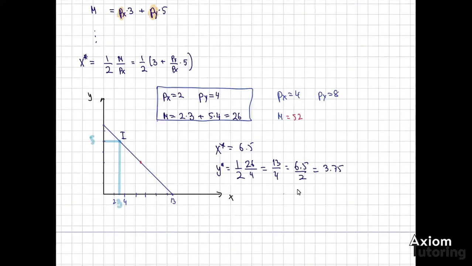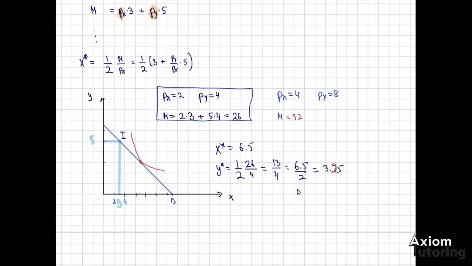And 3.75 would be my Y. Right? If I... 3.25, sorry, 3.25, right? Which kind of makes sense, right? 3.25 sounds about right over there. So that would be my optimal point where it would be tangent to my indifference curve.